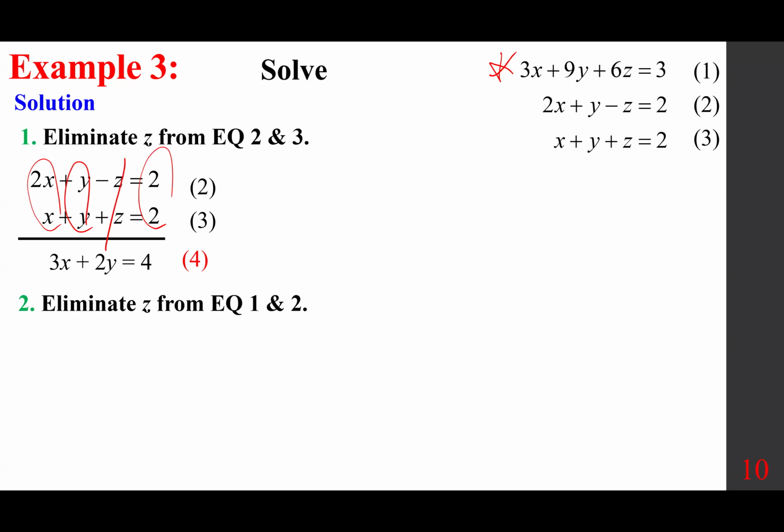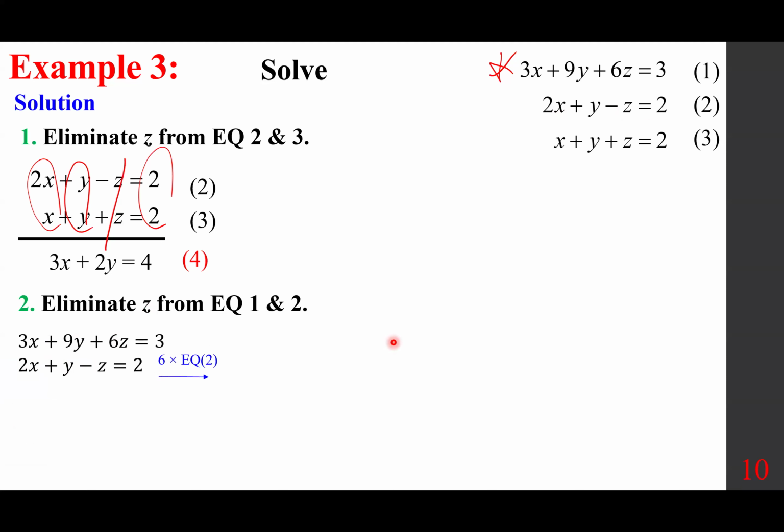So eliminate z from equation 1 and 2. The reason we choose 2 is because number 2 has a negative sign here. So all you have to do is keep this one and multiply this one by 6. This becomes minus 60 and they can cancel each other. So you keep the first one, multiply this one by number 6.